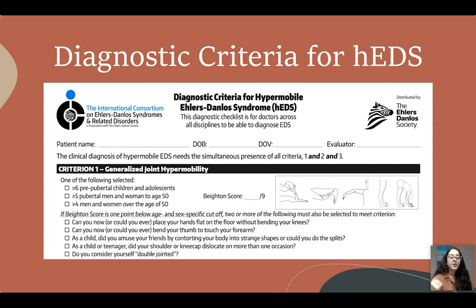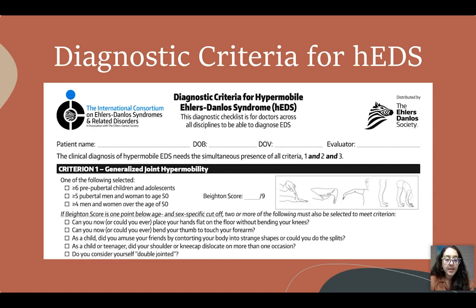Okay, so the first one is generalized joint hypermobility. Typically, if we're suspecting this for the first time, we work through this together in the office. If someone's already been diagnosed, they've gone through this with their primary, a rheumatologist, or a different provider. You'll see that there are different cutoffs for different ages. For children and adolescents, we need 6 or more of these to be positive. For men and women up to age 50, 5 or more. And above 50, 4 or more.